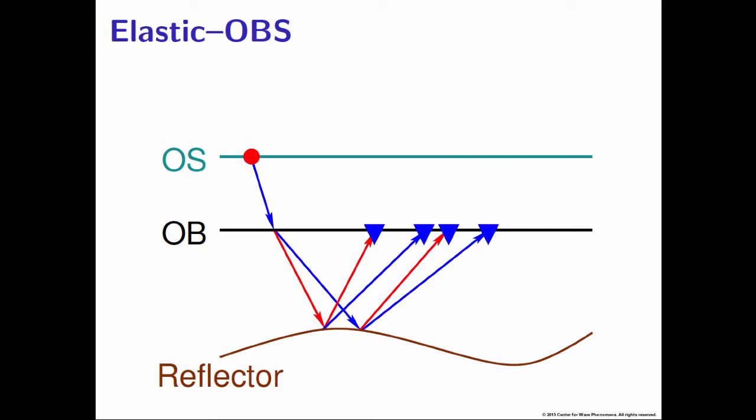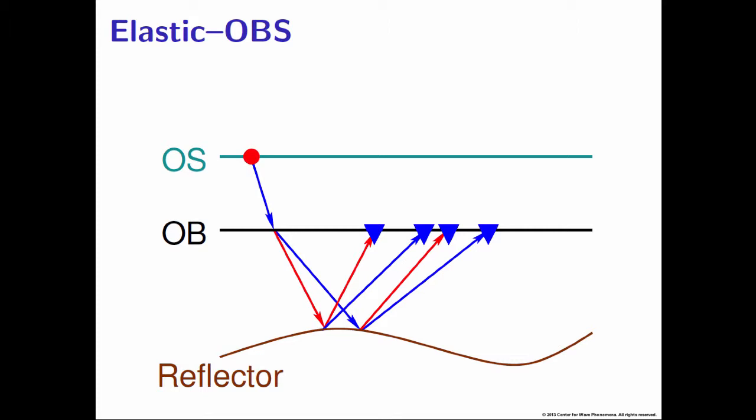In some cases, people use ocean bottom seismometers. Instead of placing the receivers on the ocean surface, they place the receivers on the ocean bottom. The ocean bottom seismometer contains a hydrophone and a geophone. The hydrophone records the pressure of the wave field, and the geophone records three components of the particle velocity.